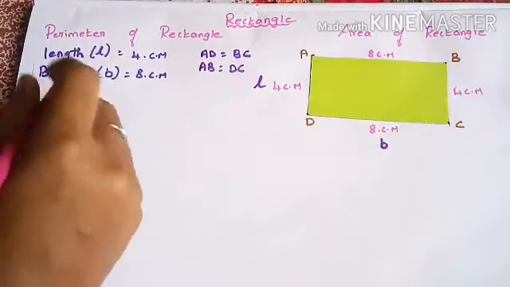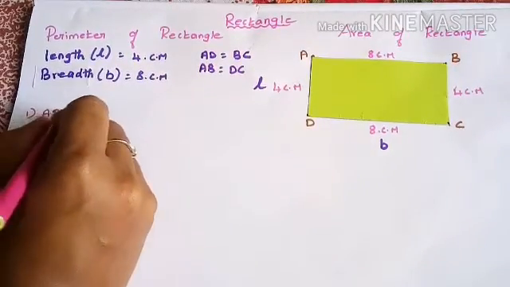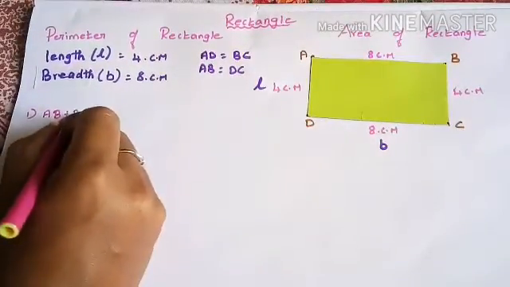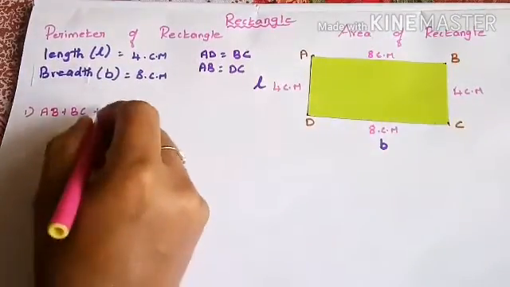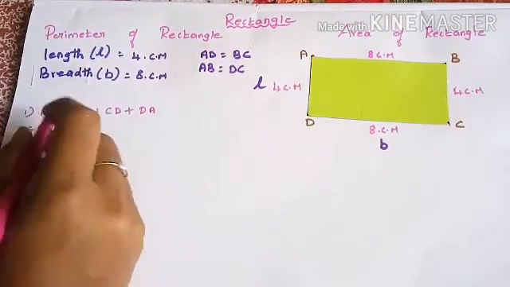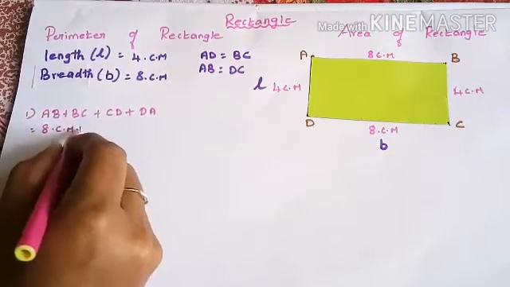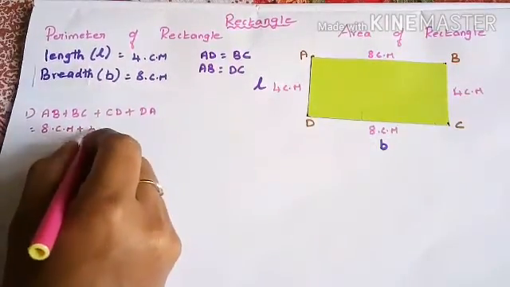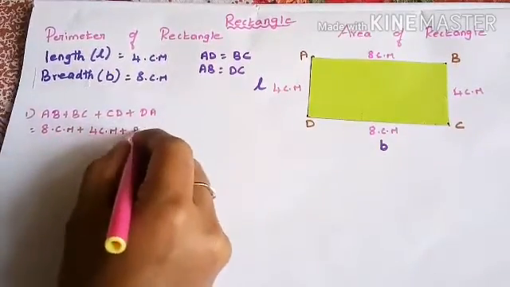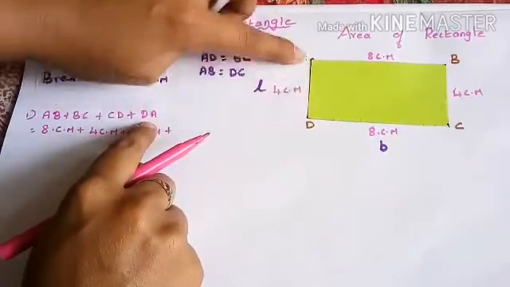First, common method. Tell me, AB. You all know how to find the perimeter of the rectangle. So AB plus BC plus CD plus DA. Right. Tell me, what is the side of AB? 8 centimeter plus BC 4 centimeter. Then CD 8 centimeter plus DA 4 centimeter.